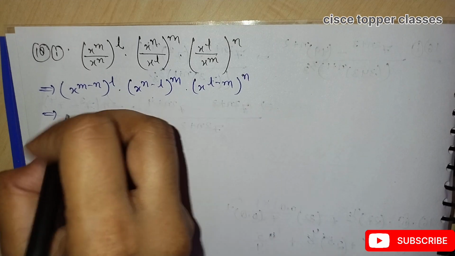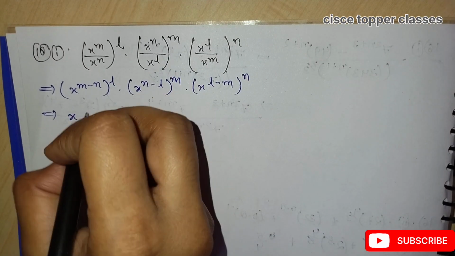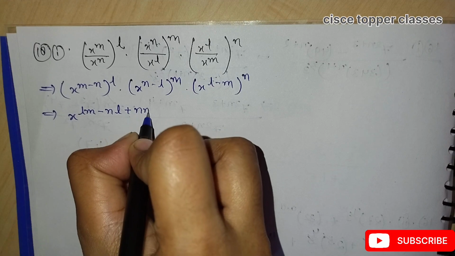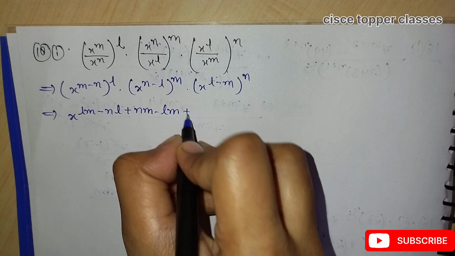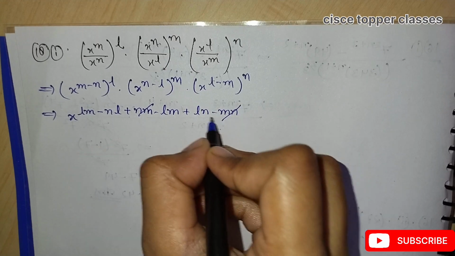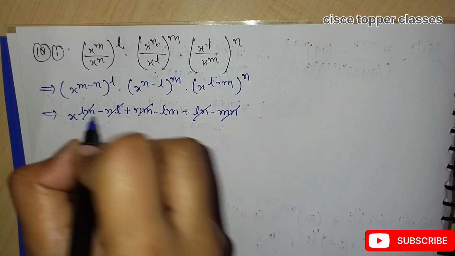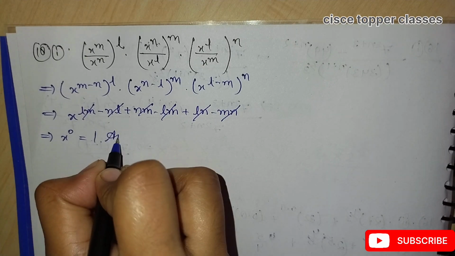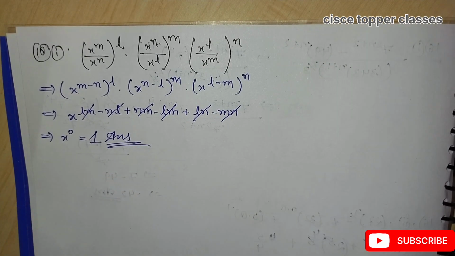So this simply we can open it here. On opening the bracket we will get lm minus nl plus nm minus lm plus ln minus mn. So this will be cancelled out, ln will be cancelled out, lm will be cancelled out, and here x to the power 0 will be equal to 1 as the answer here in this question.